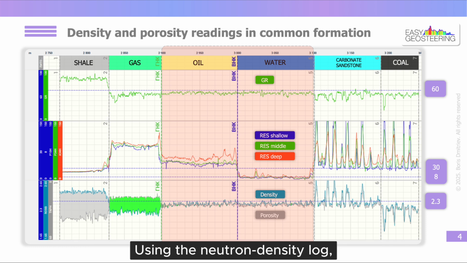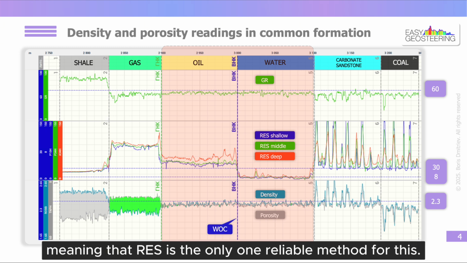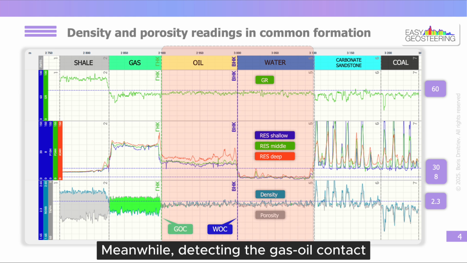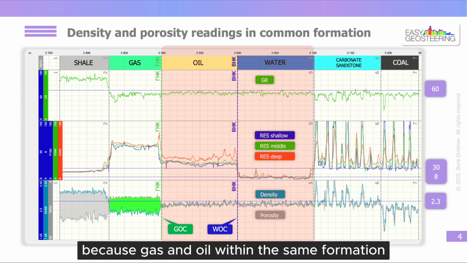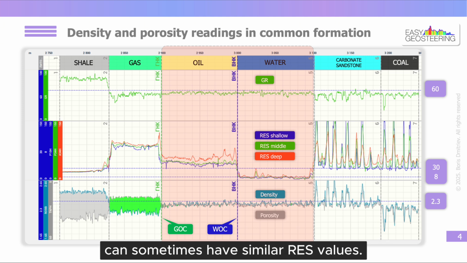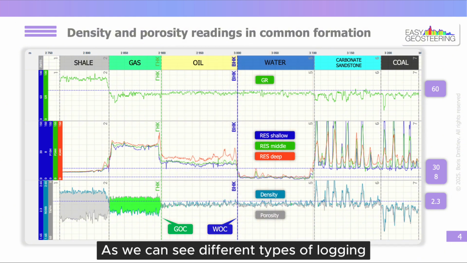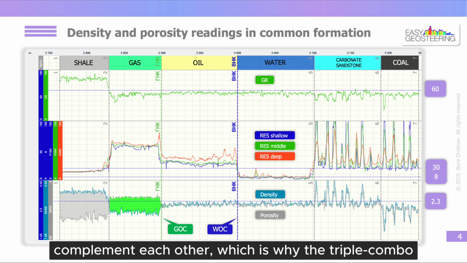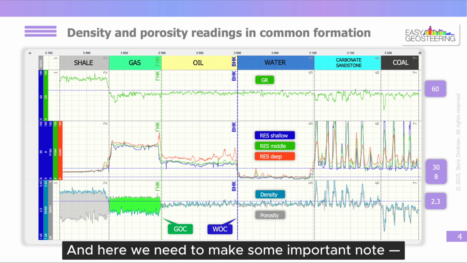Using the neutron density log, we cannot detect the water-oil contact, meaning that resistivity is the only reliable method for this. Meanwhile, detecting the gas-oil contact using resistivity is not always possible, because gas and oil within the same formation can sometimes have similar resistivity values, but the neutron density log can usually detect it with high accuracy. As we can see, different types of logging complement each other, which is why the Triple Combo service provides highly informative data. And here we need to make an important note.